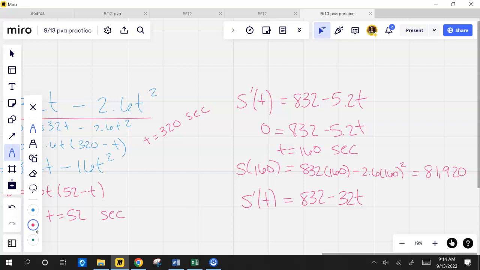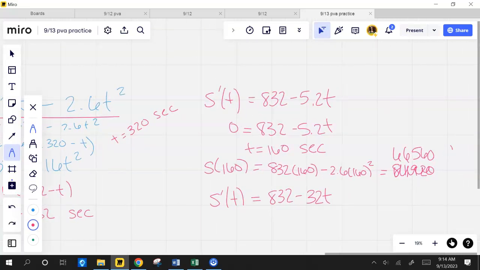832 times 160 minus 2.6 times 160 squared. No, I got my little calculator right here. Oh, I didn't do times 2.6, I did times 2.2. Oh my goodness. I got 66 feet. That makes sense. Good. Makes sense.